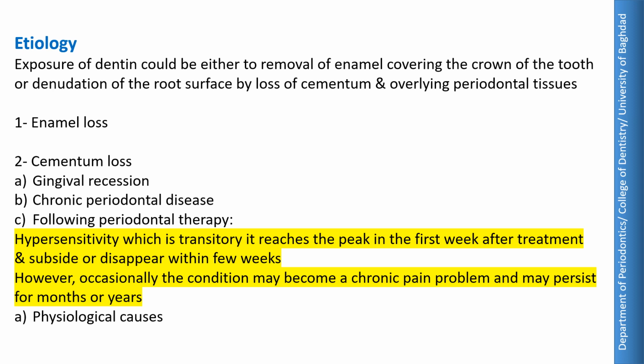The etiology of dentin hypersensitivity is attributed to the exposure of dentin due to removal of enamel covering the crown of the tooth or removal of the cementum and overlying periodontal tissue from the root surface. Enamel loss can be due to several reasons such as attrition, abrasion, or erosion, while cementum loss can be due to other conditions such as gingival recession, chronic periodontal disease, or physiologic causes, or following periodontal therapy.